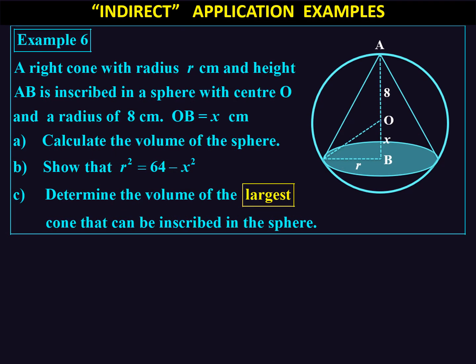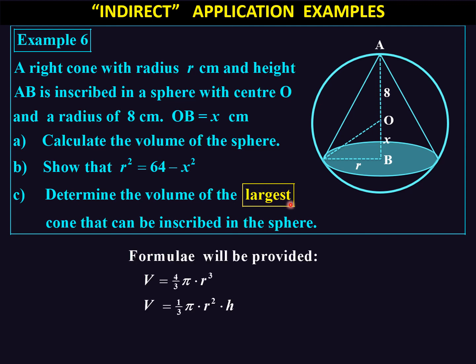Let's look at the second last question here. A right cone with a radius of r centimeters and height AB is inscribed in a sphere with center O and a radius of 8 centimeters. So you can see there's the radius of 8. Where else is the radius? There's the radius as well. That's also 8. Okay. There we use the word largest, and that is, instead of saying, that's correct, the greatest or the maximum. Because this is a sphere, the question should provide you with these formulas here.